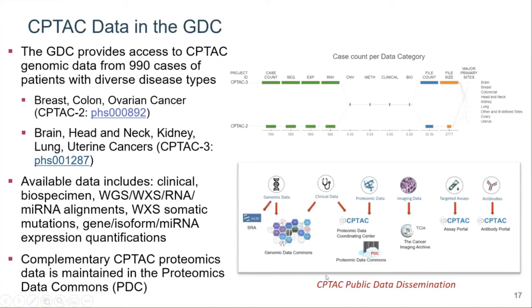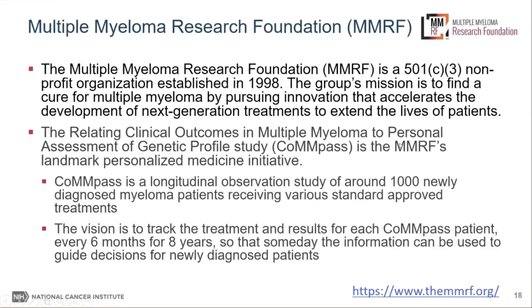But a couple things I want to talk about is for CPTAC, there's a public data dissemination, in addition to the GDC, which supports the genomic data as well as the clinical data. CPTAC also has a proteomics data coordinating center that submits data into the Proteomic Data Commons. So both clinical data and proteomic data are made available in the Proteomic Data Commons. Imaging data from CPTAC is made available in the Cancer Imaging Archive, or TCIA. And then there's a CPTAC assay portal for distributing the targeted assays and an antibody portal for distributing the antibodies. So both the data and the assays are being distributed.